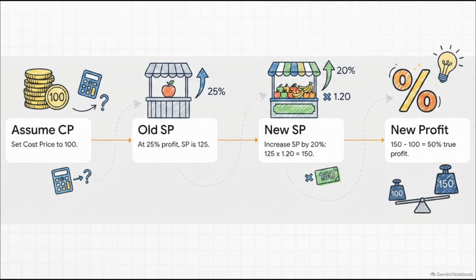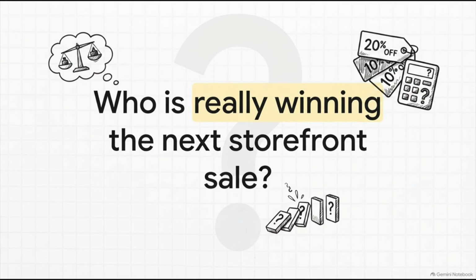Next, the problem says that SP increases by 20%, so you just multiply 125 by 1.20. That gives us 150. Our new selling price is 150, our base cost price is still just 100. 150 minus 100 is 50. The new profit is exactly 50%. By grounding all those abstract percentages in the number 100, we just turned a complex algebra problem into basic mental arithmetic. It's amazing.